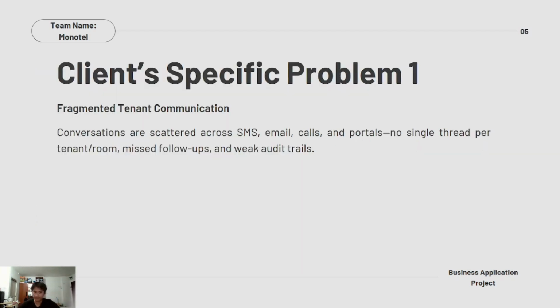So the first problem is fragmented tenant communication. Like I said, communications are very scattered through SMS, emails, and calls. Basically, different tenants, different users will have their own messaging app that is very different from one another. So it makes it hard to integrate or unify them into one whole to make it systematic. So how do we solve it?